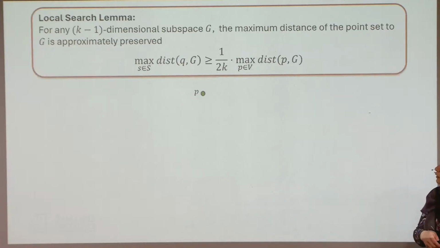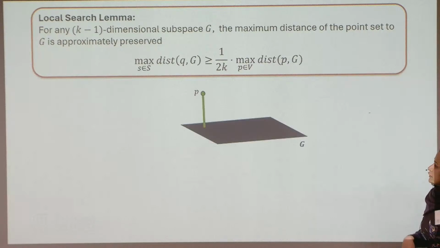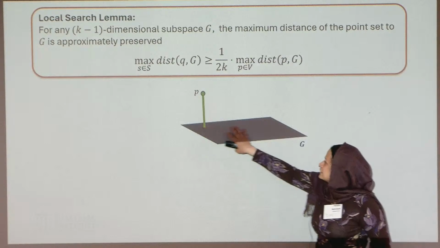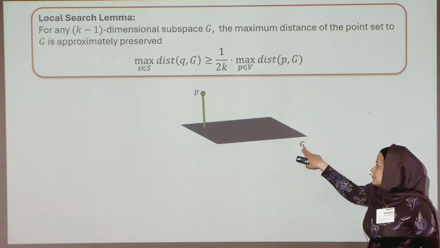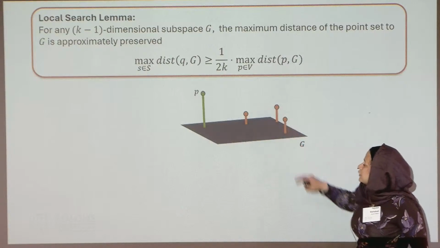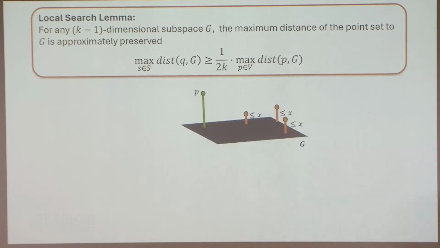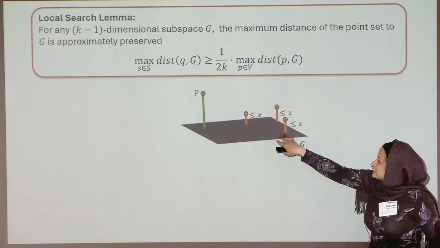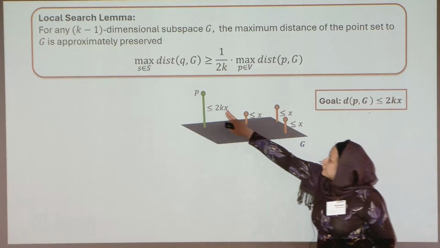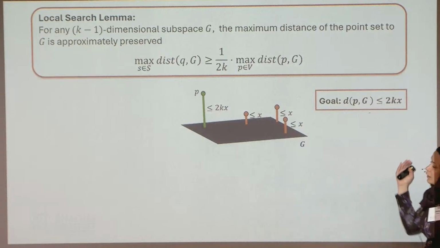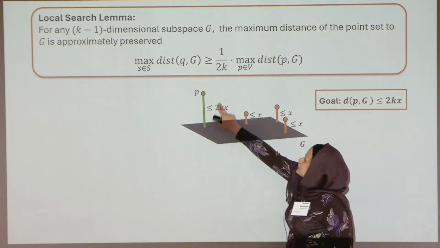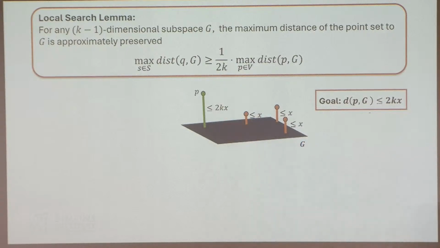Okay, and the way we prove it is the following. Suppose that this is one point P in the original point set that has the maximum distance to this arbitrary subspace G. And let's look at all the points that are in the coreset produced by this local search algorithm. If each of these points has distance at most x to this subspace G, then we want to show that the distance of P to G could not have been larger than 2k times x. Okay? So therefore, giving us this approximation factor 2 times k.